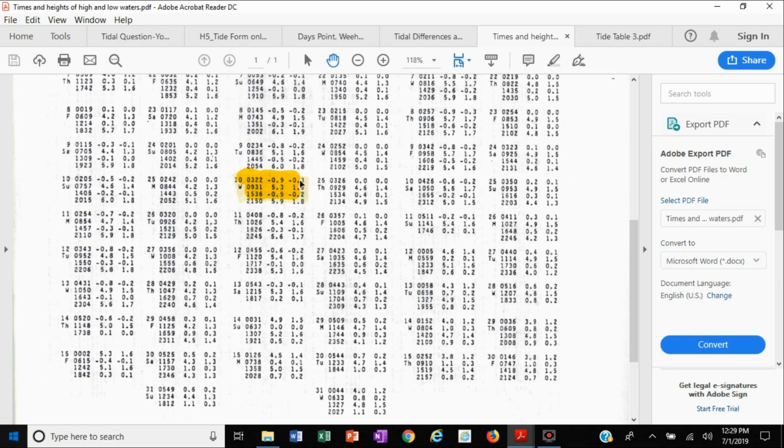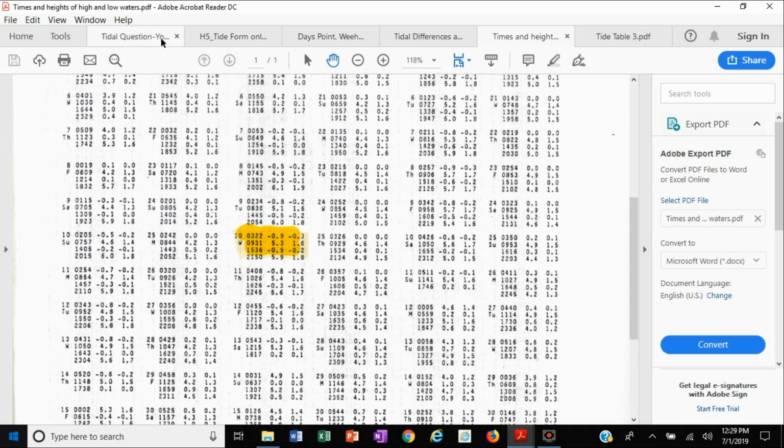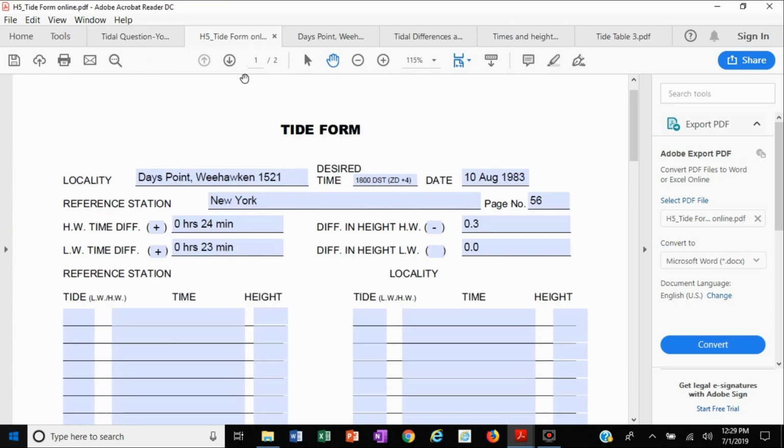Okay, now this one on the right hand side, don't worry about that. That's in meters. We don't deal with meters in America. So the only two things that you really want to take away from this is the time difference and the heights right here in the middle. Okay, so let's go back to our tide form and look. So our first one, is that a high water or a low water? So the height is negative 0.9. I would call that a low water, right? So we're going to start with low water.